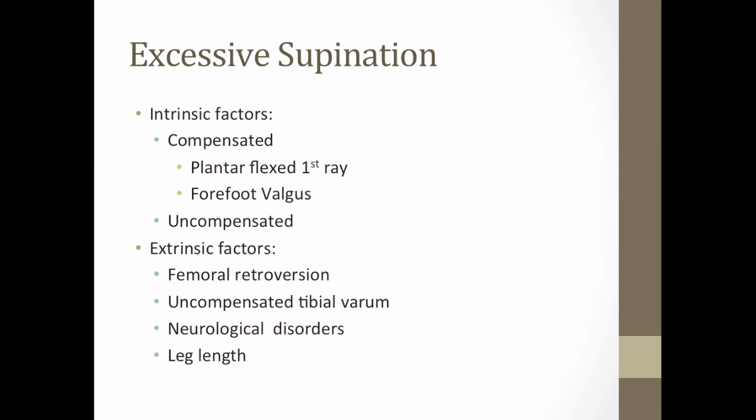So when we see excessive supination, we know that this could be seen due to a compensation of something inside the foot, including a plantar flexed first ray and forefoot valgus. We could also see an excessively supinated foot during weight bearing in a foot that's uncompensated. For instance, if you had forefoot varus or rear foot varus that was uncompensated, you could see excessive supination during gait. Some extrinsic factors that can contribute to excessive supination include femoral retroversion, uncompensated tibial varum, some neurological disorders, and certainly a leg length discrepancy, the shorter foot being the excessively supinated foot.